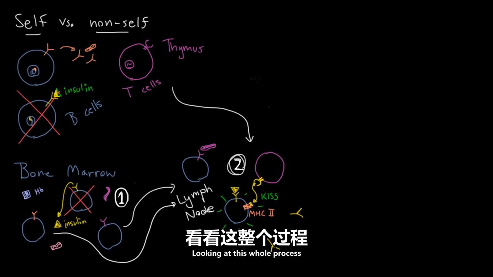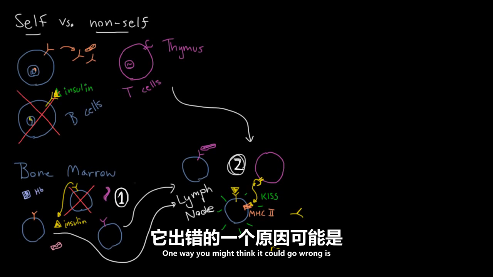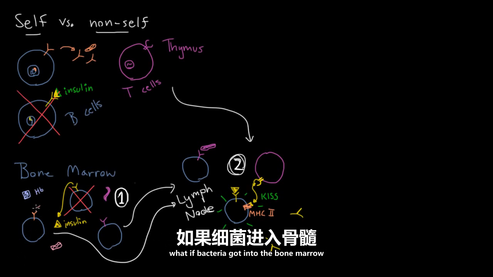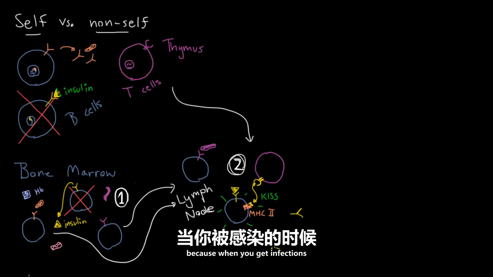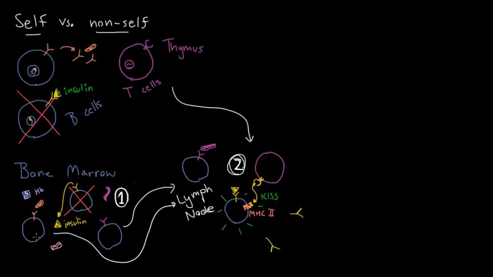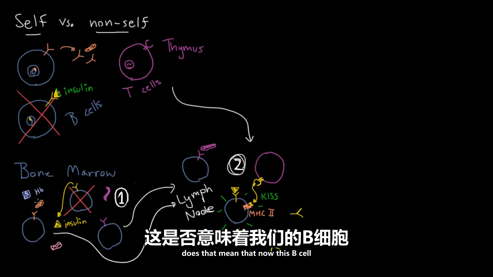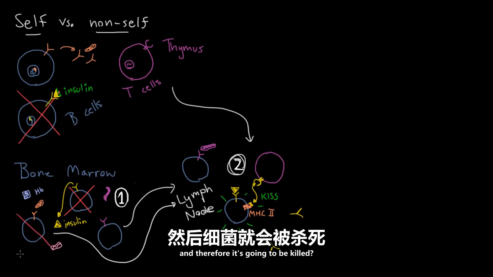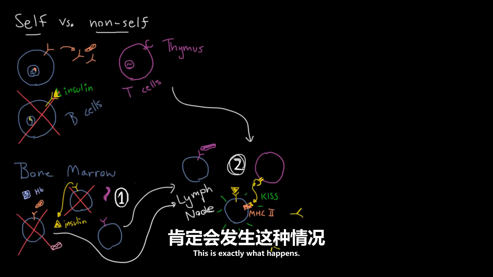Now, looking at this whole process, you might have a few complaints, and I encourage you to think about how it might go wrong. Well, one way you might think it could go wrong is, what if bacteria got into the bone marrow? And certainly that's very, very possible, because when you get infections, the thing that's infecting you can move around your body. So if this bacterium gets into your bone marrow, does that mean that now this B cell is going to bind to it and therefore is going to be killed? Because at this stage, whenever the B cells bind to something, they're killed? And the answer is yes, this is exactly what happens.